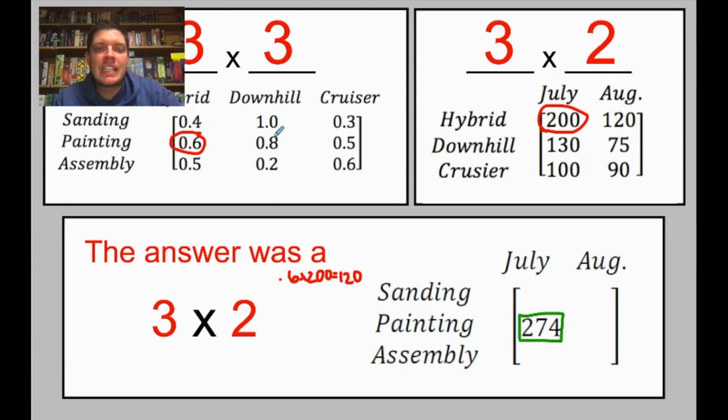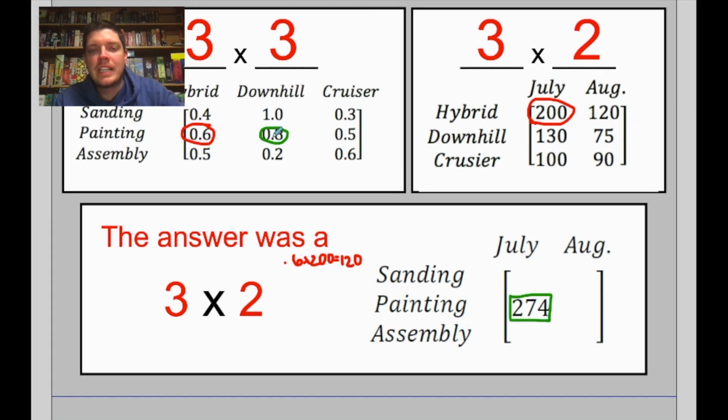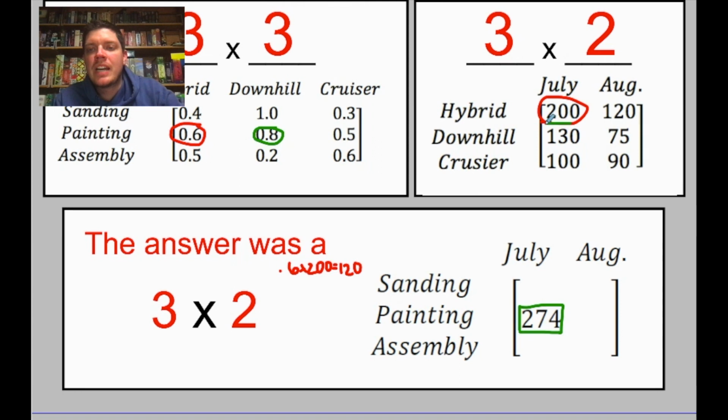Then I wanted to find out how long it would take to paint the downhills. So 0.8, oh no, that went crazy. Sorry, 0.8 of an hour times, there were 130 downhills in July. So I'm going to do 0.8 times 130 equals 104. So 0.8 times, what was it, 130? Sorry, this isn't going to be pretty because writing on the screen is a little bit tricky. That was 104 hours of painting all of the downhills.